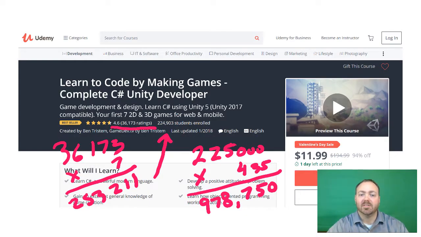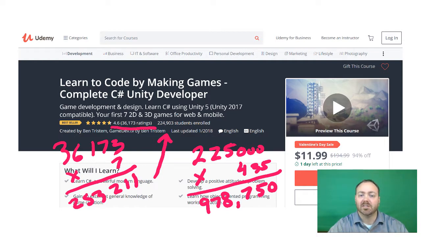So you see here, this is Learn to Code by Making Games, the complete C# Unity developer course. And this is created by Ben Tristram, and he is one of the highest performing, highest rated instructors on Udemy. So this is the guy you want to be like. And just to let you know, these numbers are not representative of what most people make on Udemy. We'll get to some examples like that here in a moment. But I wanted to show some of these numbers and how the ratios work.